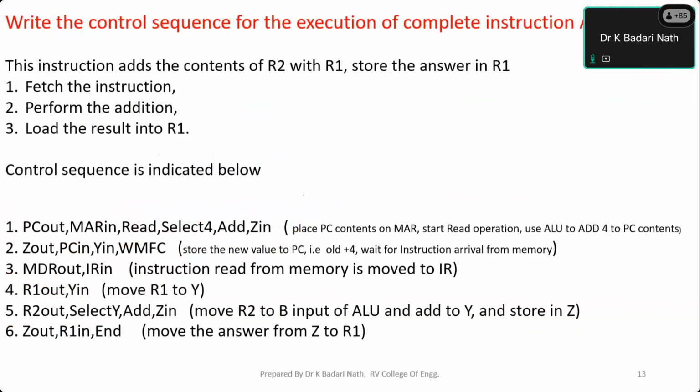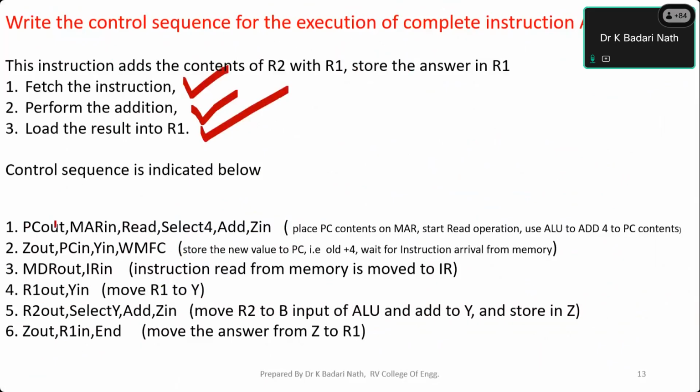Write the control sequence for the execution of the complete instruction add R2 and R1. So here it's a very simple operation. We can easily follow here. So first, I have to get the instruction from the memory. Then I have to perform the addition using the ALU. Then whatever result comes from the ALU, I have to move it to R1. So you can easily follow now.